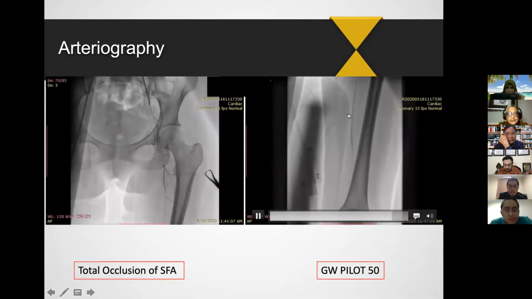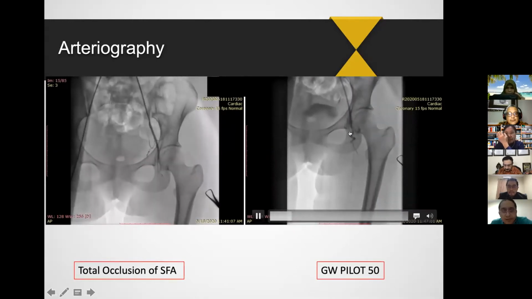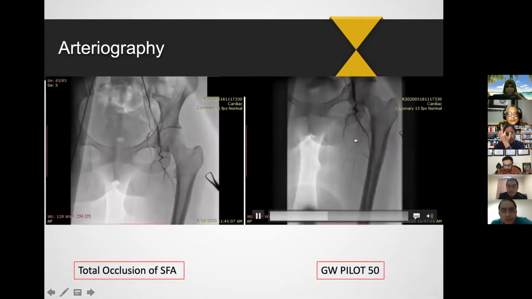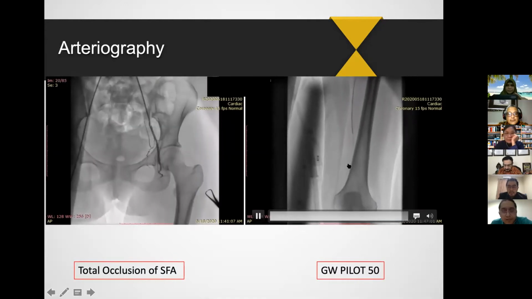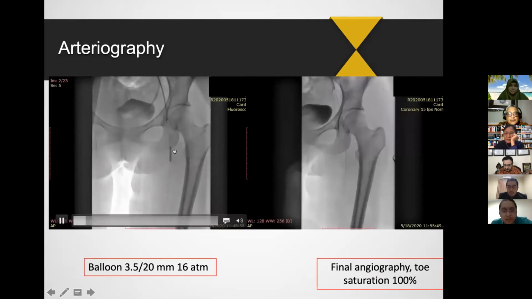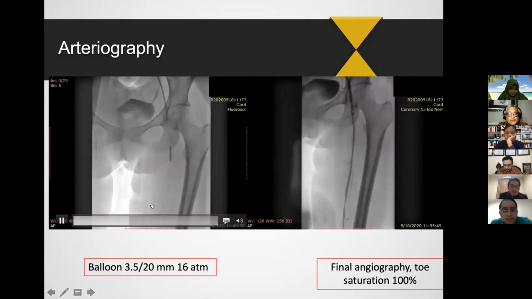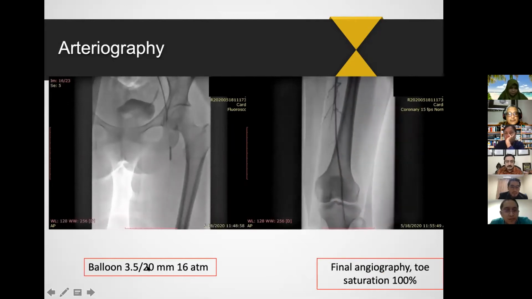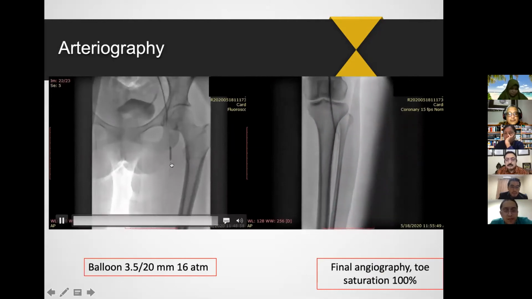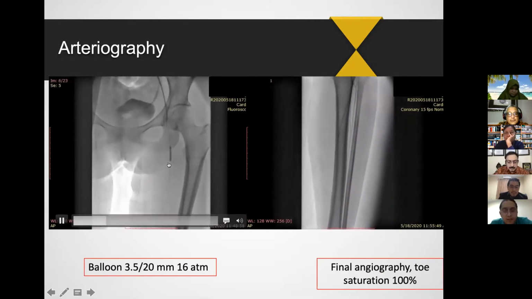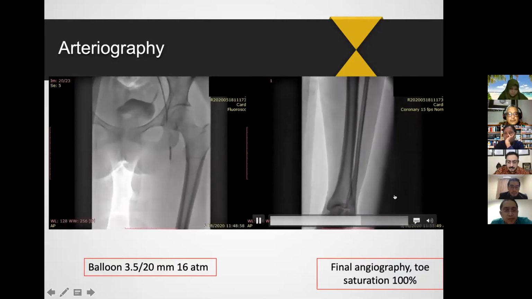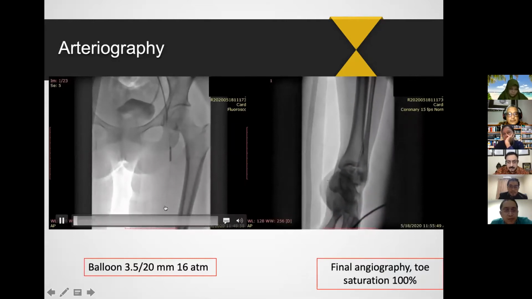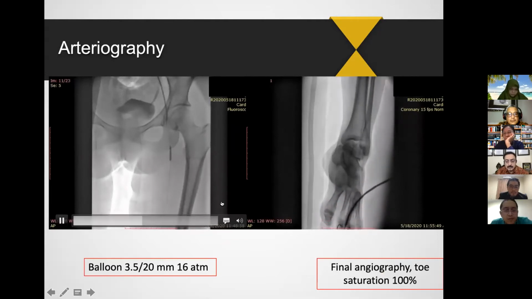Then we used a Pilot 50 to cross the lesion, and the Pilot successfully crossed the lesion. Then we did balloon angioplasty, 3.5 by 20 millimeters. We made several balloon inflations up to 16 atm, from the proximal to the distal superficial femoral artery.